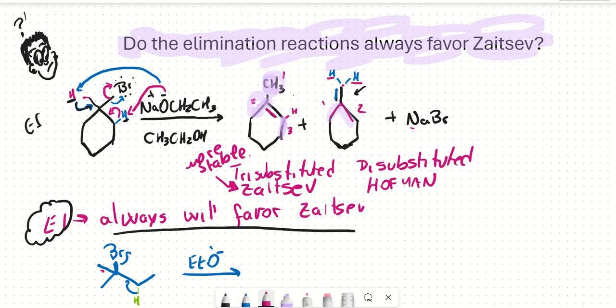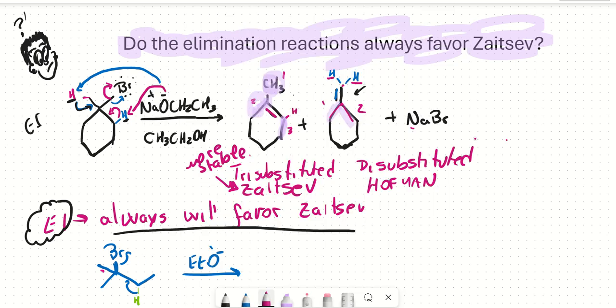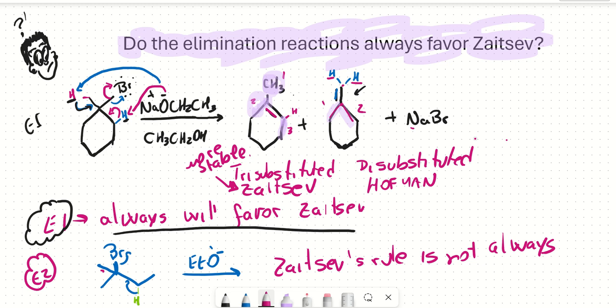Okay, but now let's see what happens with E2, because E2 is a concerted reaction, so everything will happen at the same time. So sometimes the Zaitsev rule will not work. Let me just write down here. So in E2, Zaitsev is not always followed.